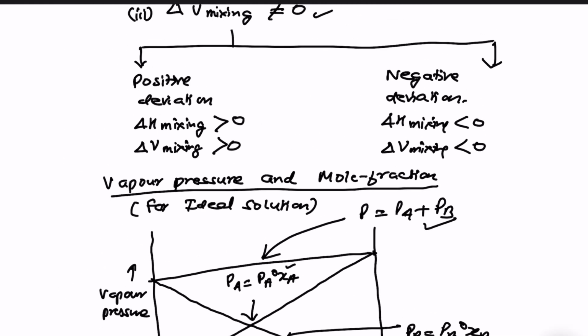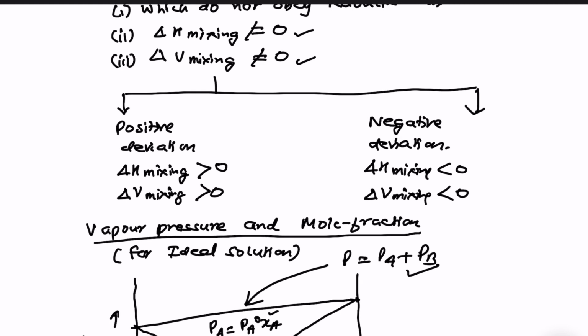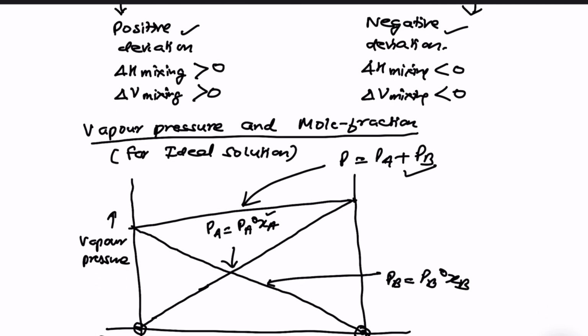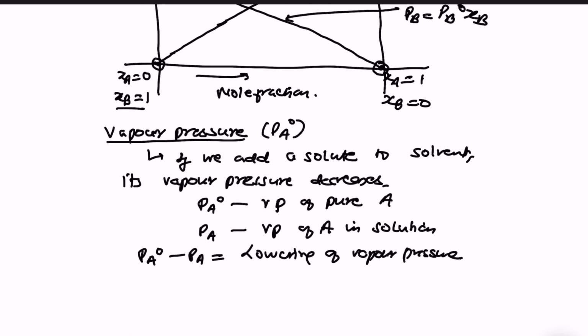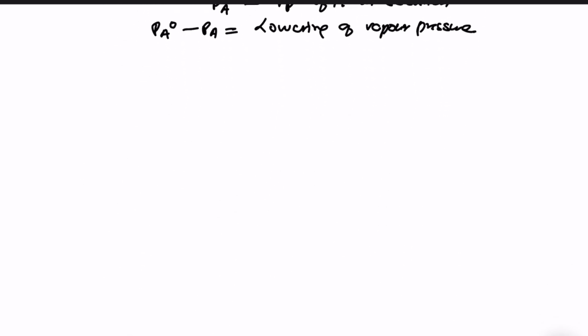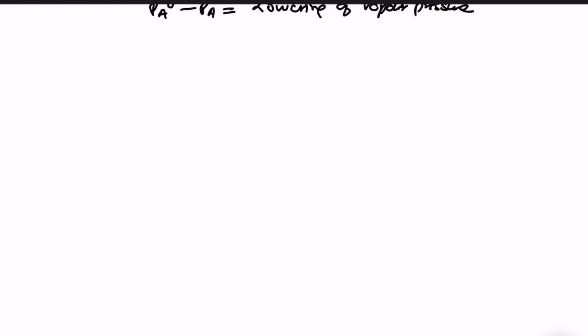Now I told you that non-ideal solutions are of two types. First, positive deviation from Raoult's law. Second, negative deviation from Raoult's law. So when is a solution formed which will show positive deviation, and when is a solution formed which will show a negative deviation? Before going to that, let us see the graph for the positive deviation from Raoult's law.